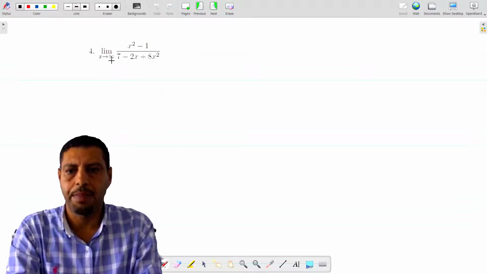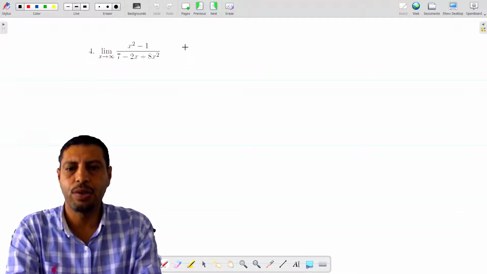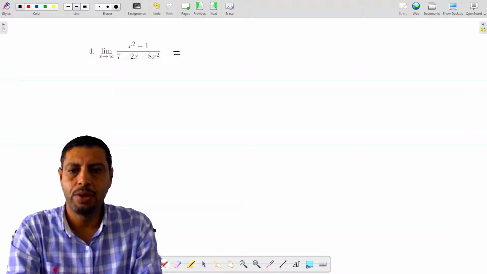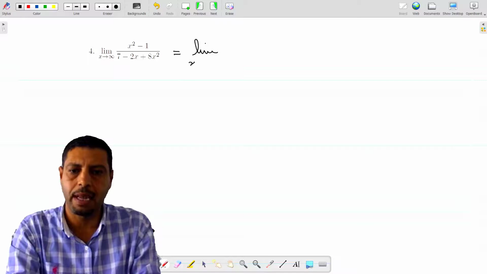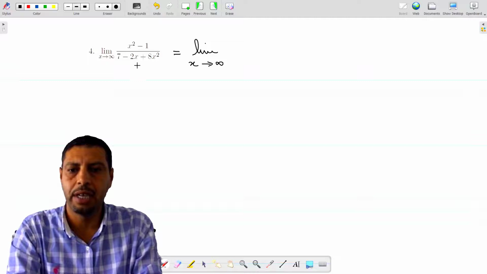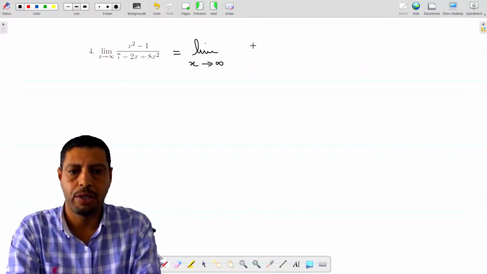The limit as x approaches infinity of x squared minus 1 over 7 minus 2x plus 8x squared. Here we have a rational function. It's a polynomial over a polynomial, and it's a limit at infinity. In this case, you can use what we call the leading terms rule. It means that your limit here will be equal to the limit as x approaches infinity, and you just keep the leading terms in the numerator and in the denominator, okay? So the leading term in the numerator is the x squared. It means the term with the highest power.